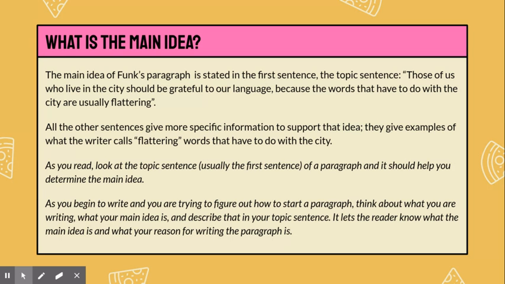They give examples of what the writer calls flattering words that have to do with the city. As you read, look at the topic sentence, usually the first sentence of a paragraph, and it should help you determine what the main idea is. As you begin to write and you are trying to figure out how to start a paragraph, think about what you are writing, what your main idea is, and describe that in your topic sentence. It lets the reader know what the main idea is and what your reason for writing the paragraph is.